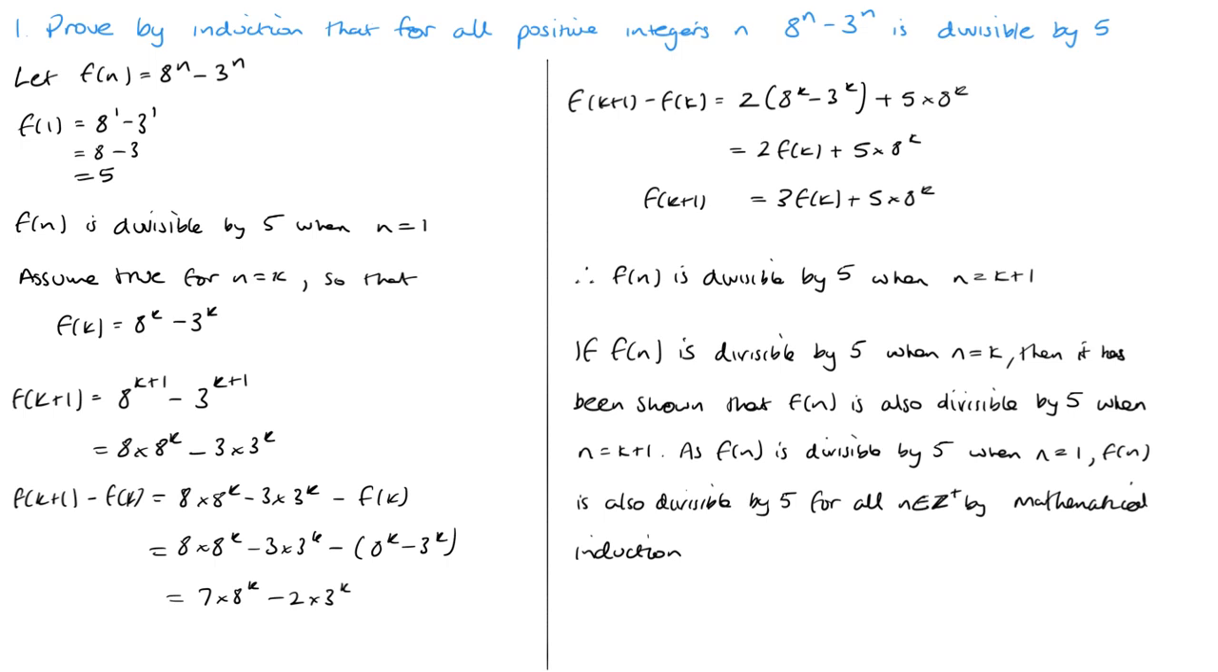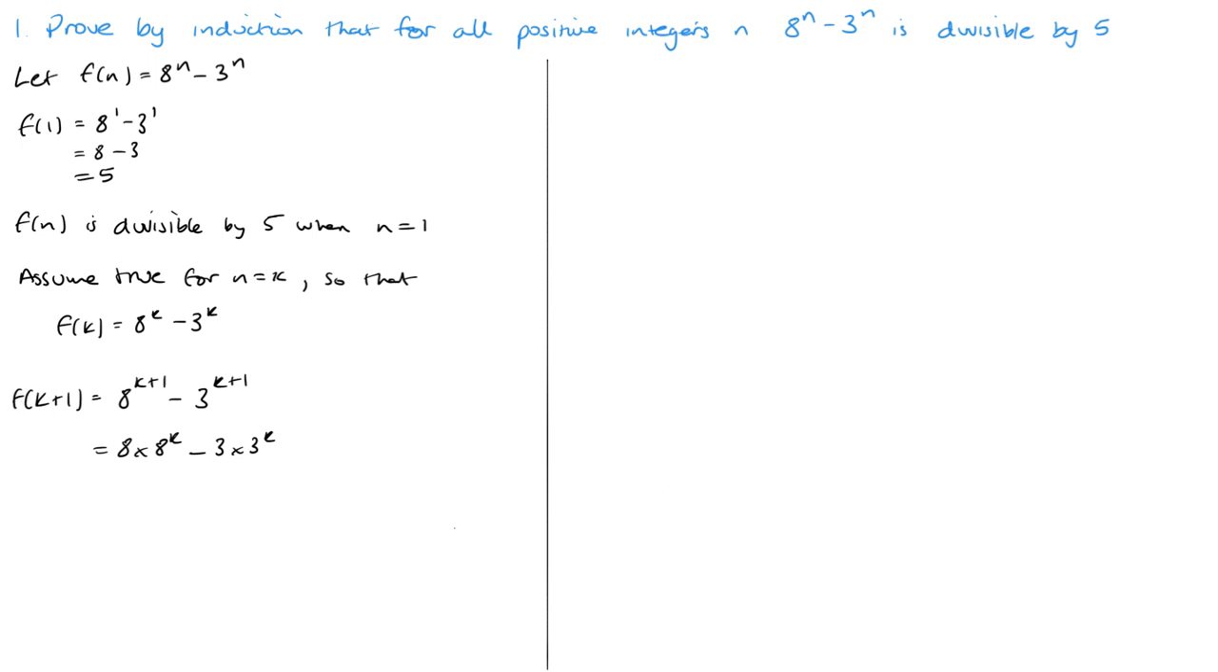However, I just want to back up a second to here. So going back to this bit, if I didn't want to take away f of k, I could split this one up into 5 times 8 to the k plus 3 times 8 to the k.